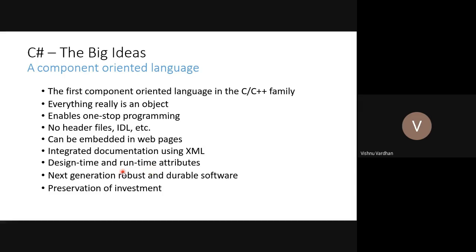Then design time and runtime attributes. So attributes, as of now, you may not be able to easily identify what these attributes are. When you see the coding, then only you can understand what the attributes are. So there is support for design time as well as runtime attributes. Okay, so what is the use of the attributes? Attributes are used for taking some decisions at runtime or at design time.